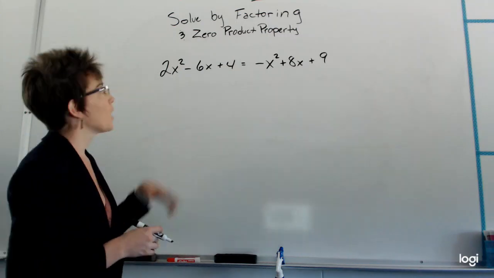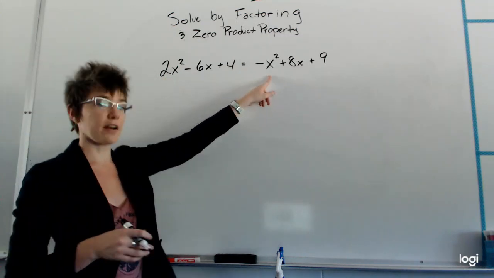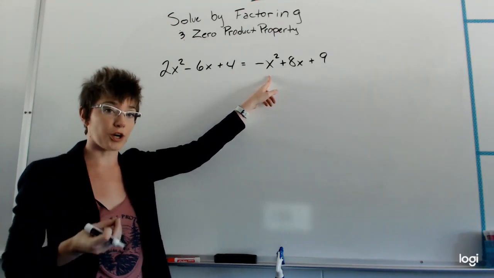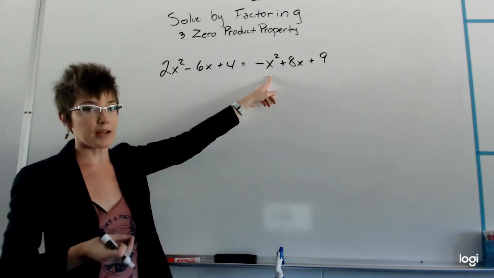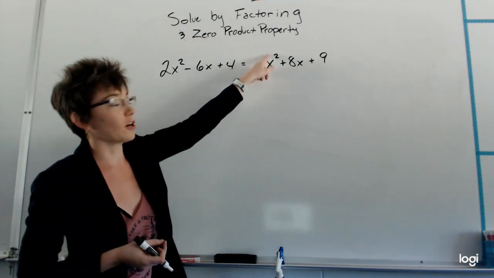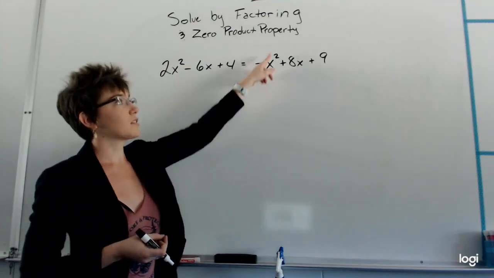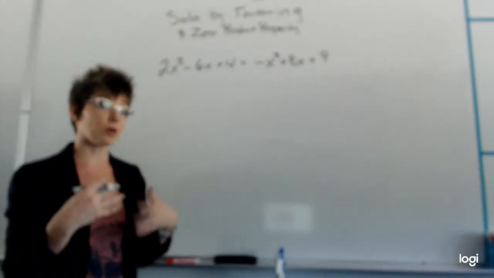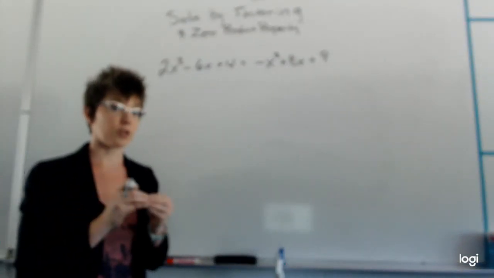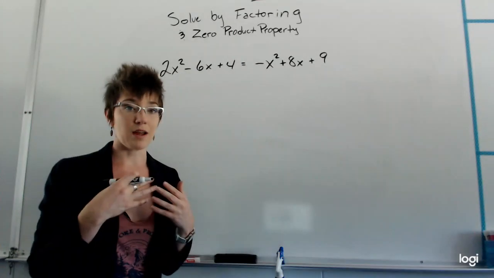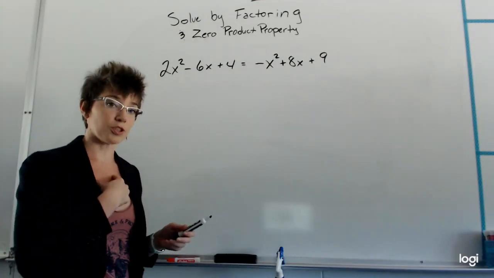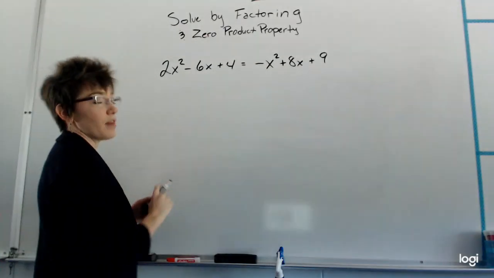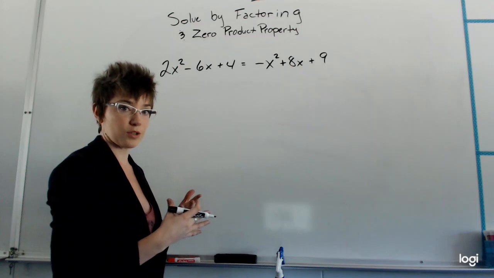Okay, check it out. I have a 2x squared here and a negative x squared here. I personally prefer to keep my highest term positive. So what I mean by highest term is that term with the largest exponent. So an x squared is the highest one that I have in this equation, and I personally like to keep my highest term positive, and it makes my factoring a lot easier. So I'm going to choose to move all of my terms over to this side. That way I keep that x squared term positive.